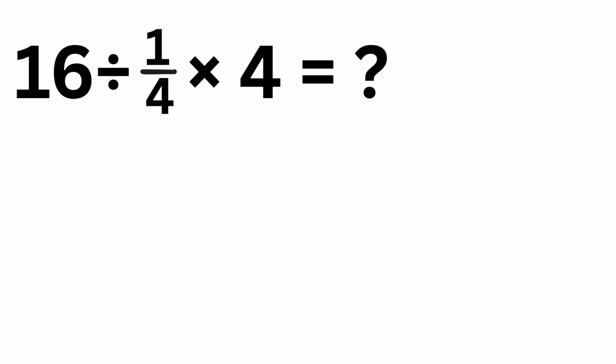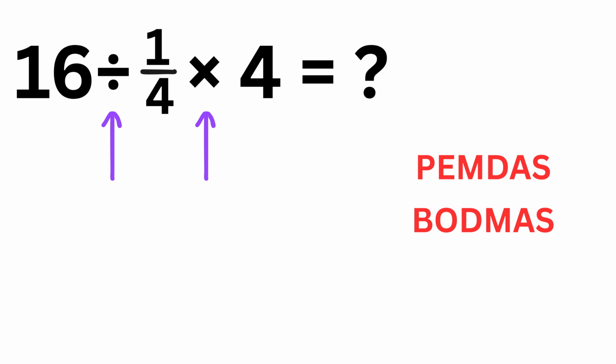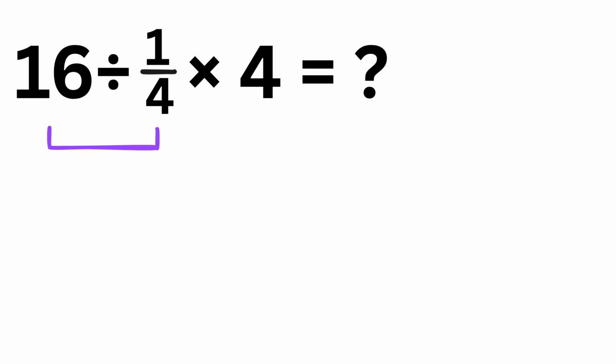In this question, we have one division and one multiplication. And as we know, multiplication and division have equal priority, and we have to go from left to right. So we start with 16 divided by 1 over 4.